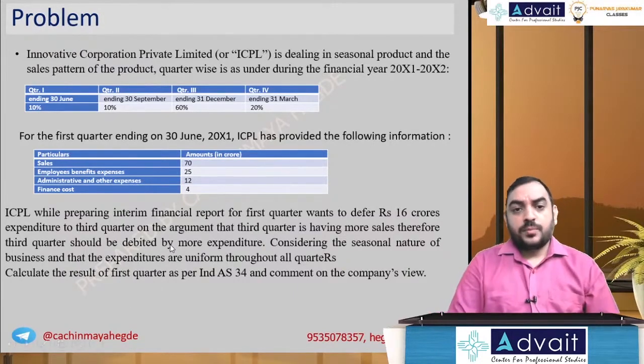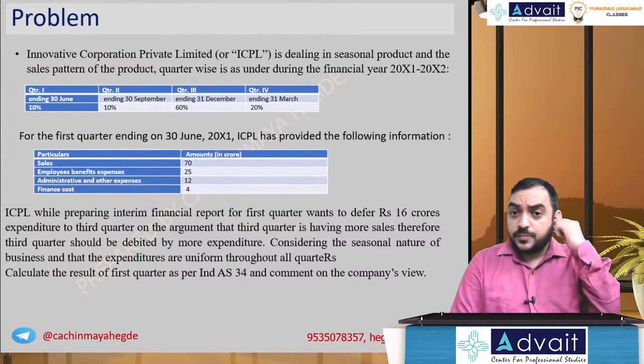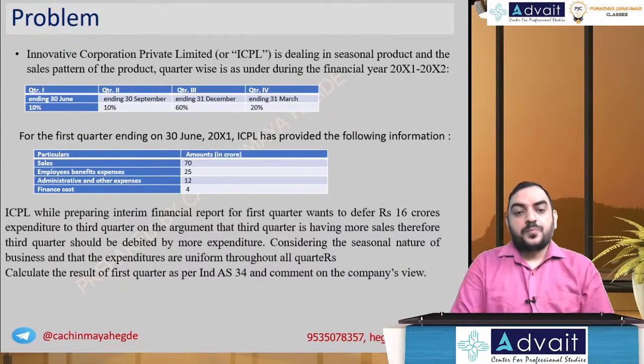Innovative Corporation Private Limited (ICPL) is dealing in seasonal product, and the sales pattern of the product quarter wise during the financial year 2001 is 10%, 10%, 60%, 20%. For the first quarter ending 30th of June 2001, ICPL has provided the following information: sales, employee benefit expenses, administrative expenses, finance cost.